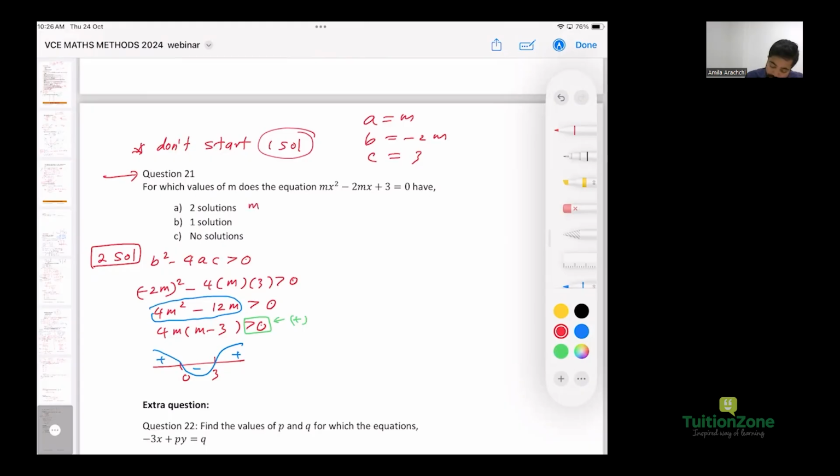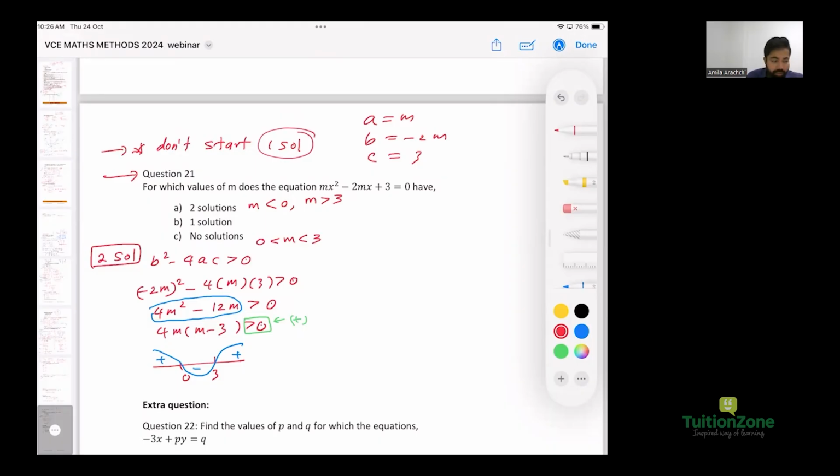So you can write the answer for the first one. M is less than 0, M is greater than 3. And then very easy with the no solution. It has to be negative, so in between. See, once you draw the diagram, you can answer all the questions. That's why I said don't start from the one solution.